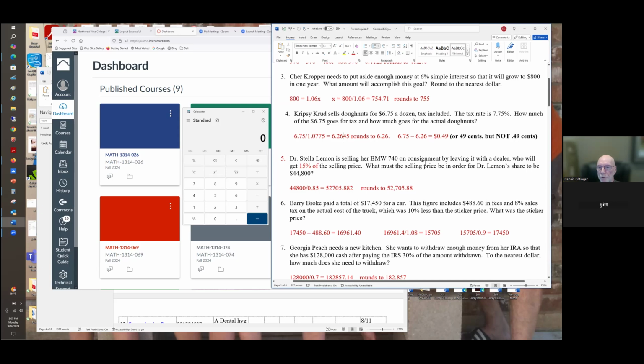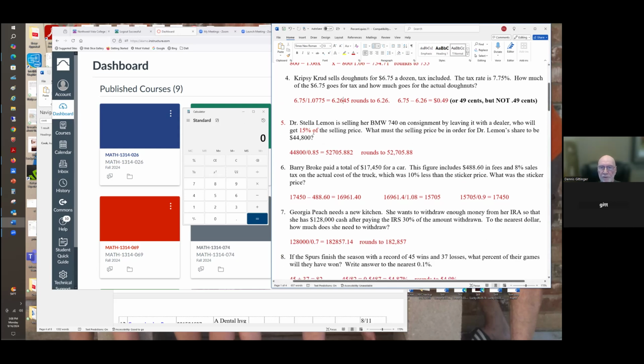Now, you can just subtract 675 minus 626 to get the tax. And you can write it as $0.49. Again, I like to put the zero there, but you don't have to. Or you can say 49 cents, but do not say 0.49 cents. 0.49 cents is almost a half a penny. 0.50 cents is a half a penny. $0.49, that's almost a half a dollar. Okay.